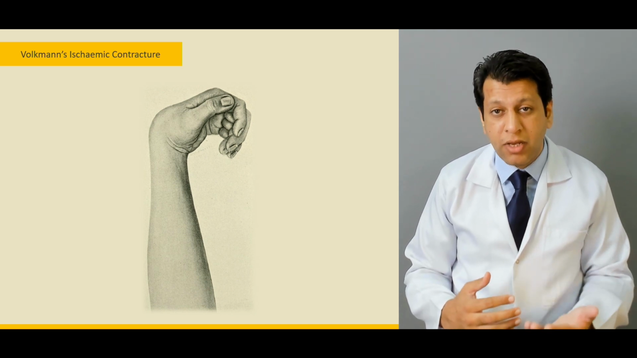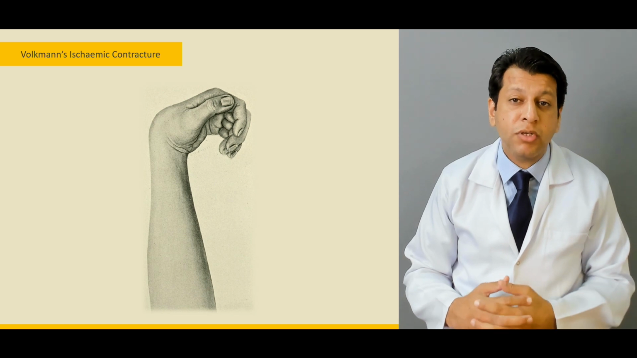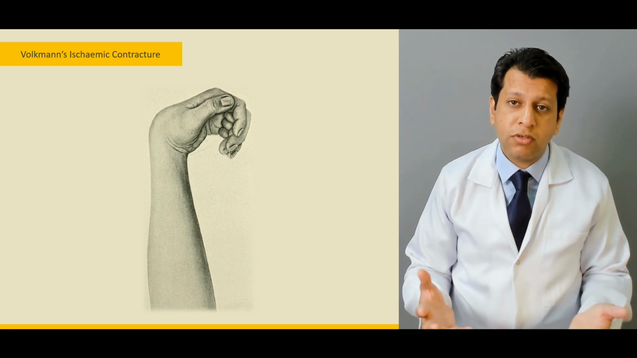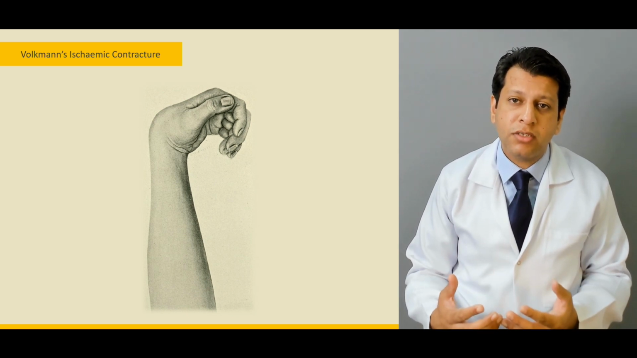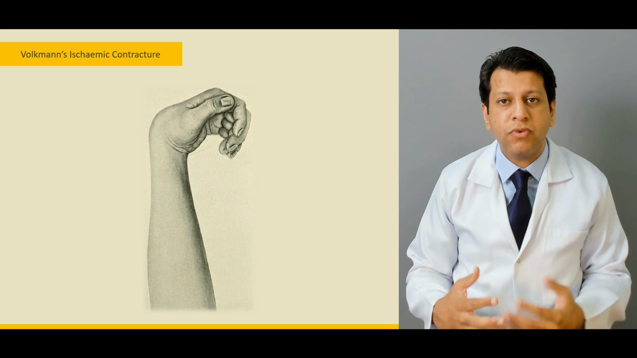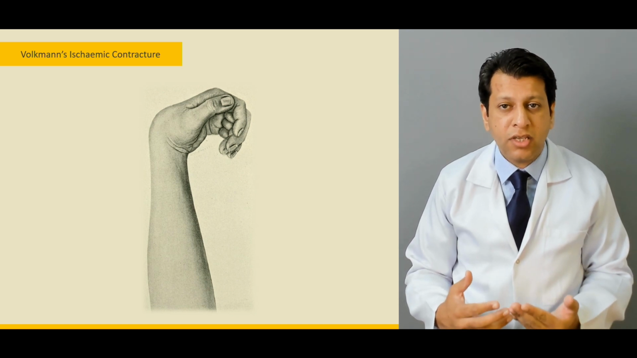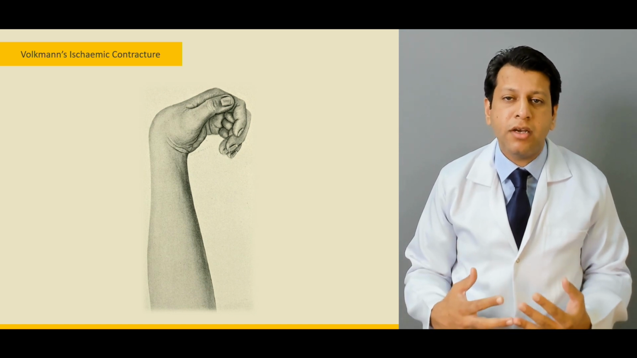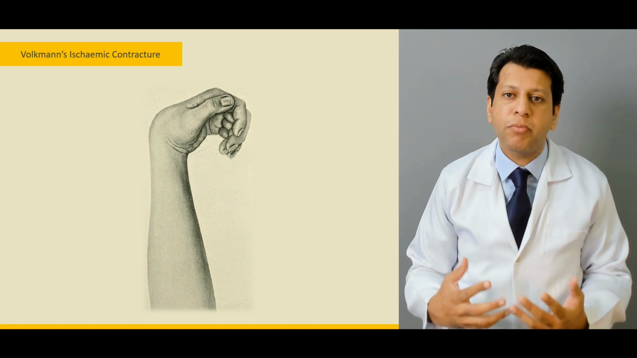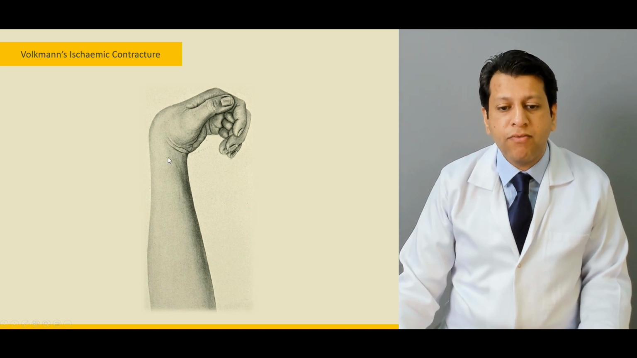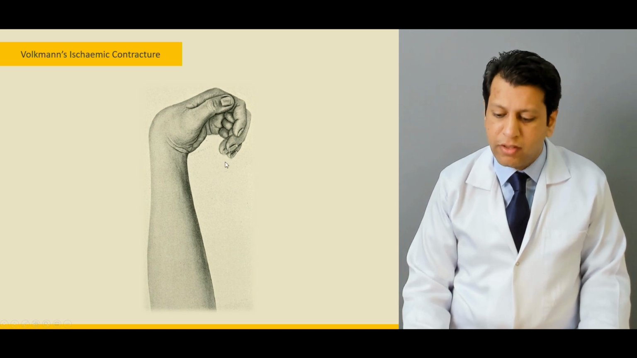Otherwise, if it remains unchecked, or if a cast was applied and the patient somehow bore the pain, or was unable to come, or was treated by bone setters, prolonged compartment syndrome leads first to compromise and ischemia, eventually muscle necrosis, and then the development of ischemic contractures, called Volkmann ischemic contractures. This is usually associated with a pronated forearm, flexion at the wrist joint, adduction of the thumb, and flexion contractures of the fingers.